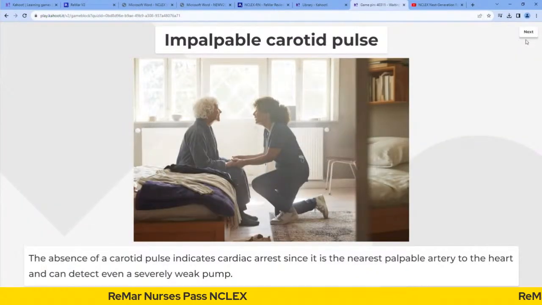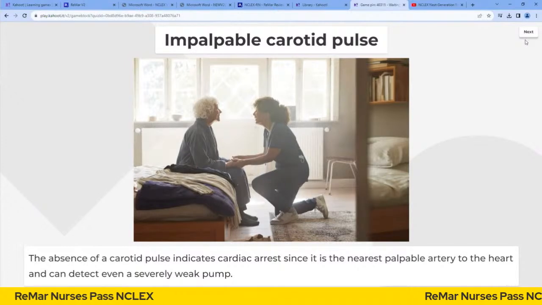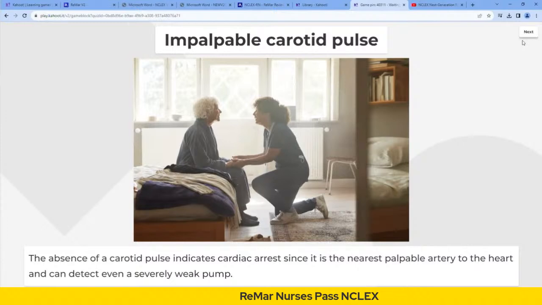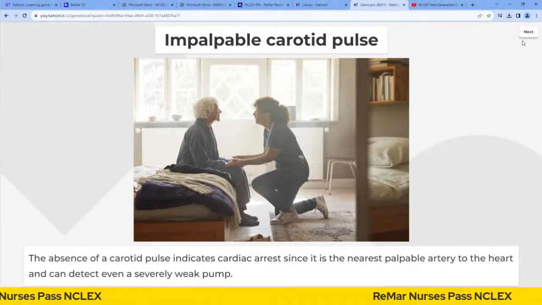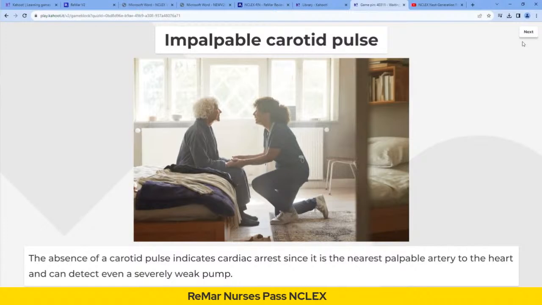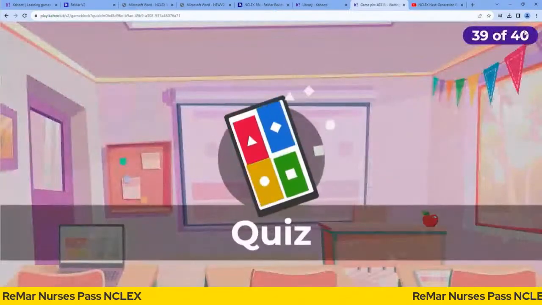All right. The absence of the carotid pulse indicates cardiac arrest since it's the nearest palpable artery to the heart and can detect even a severely weak pump. Did you learn something about that? The carotid pulse is the nearest palpable artery to the heart.